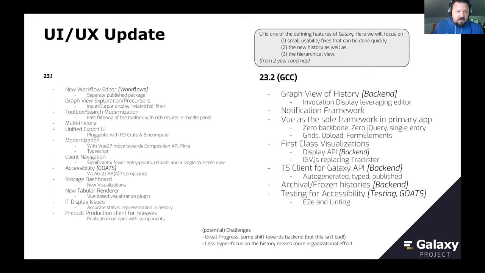We've worked on accessibility a ton. When I first checked a couple of months ago, loading up a basic history, there were 100 or 150 random violations. And now we're down to 0 on the initial page load.